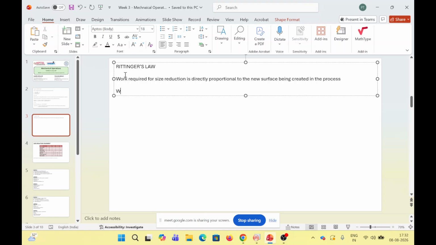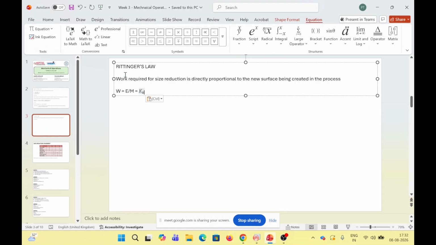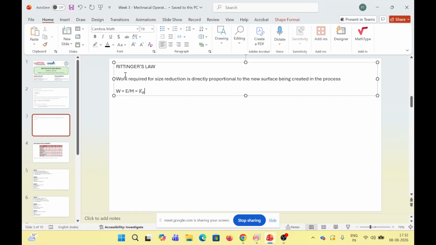If you want to write that, then the work spent on the size reduction process is equal to E by m, that is the energy required for crushing a given mass of material, which is equal to K_R times (S_P minus S_F).